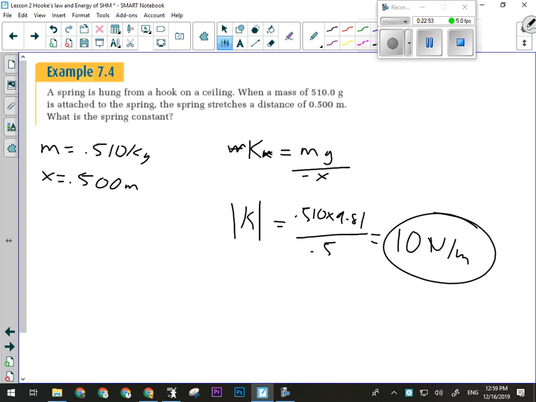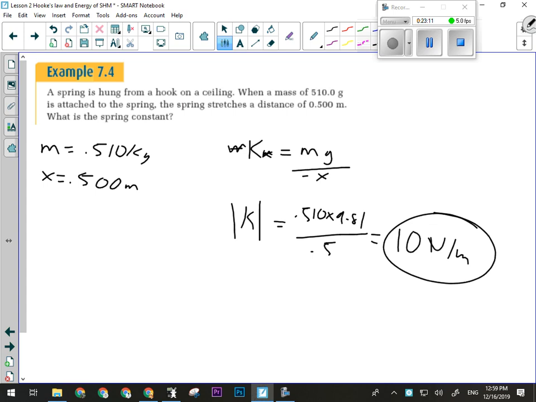So anytime you have a spring question where something is hanging, then it's going to be a Hooke's law problem, where it's just hanging. If it's oscillating, that's different. That'll be conservation of energy. But if it's hanging, it's not moving, it's going to be a Hooke's law problem.